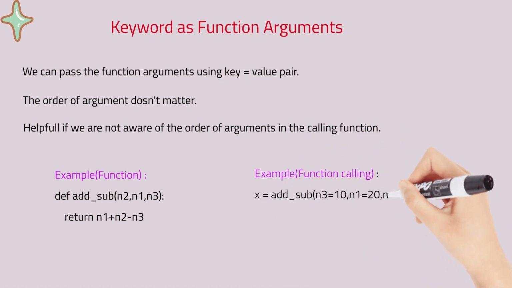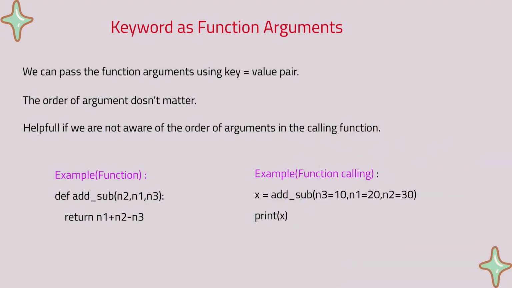In the function call, as we are passing the key, it can be passed in any order. As it is passed here, which is not matching the order in which it's defined in the function, but due to the key, the correct value is replaced in the function.